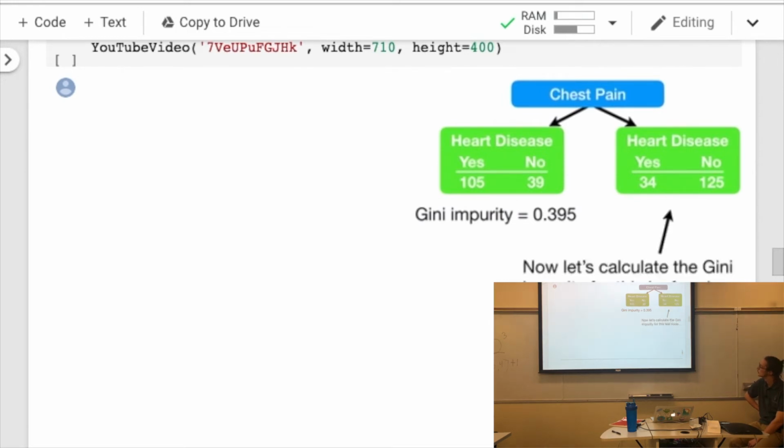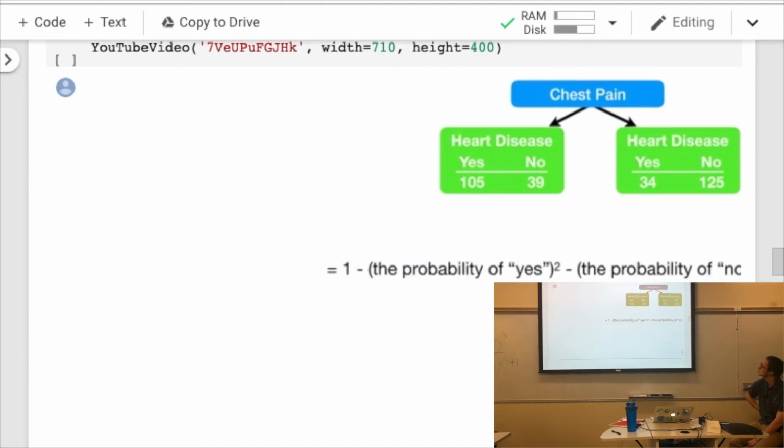Now let's calculate the Gini impurity for this leaf node, the one on the right. Just like before, it equals 1 minus the probability of yes squared minus the probability of no squared. And the probability of yes is 34 divided by the total number of people in this leaf node. And the probability of no equals 125 divided by the total number of people in this node. And if we do the math, we get 0.336.